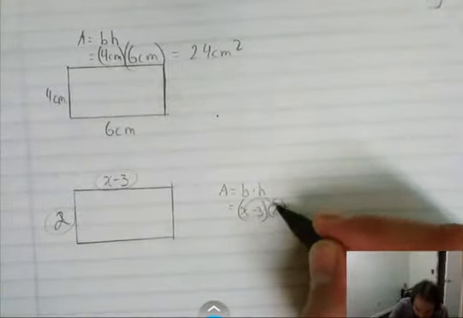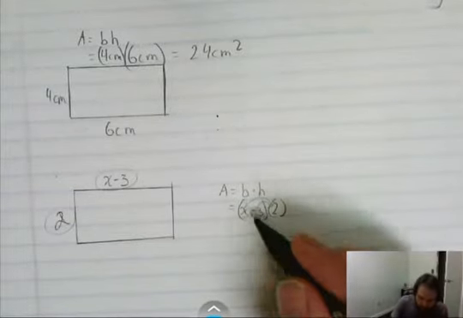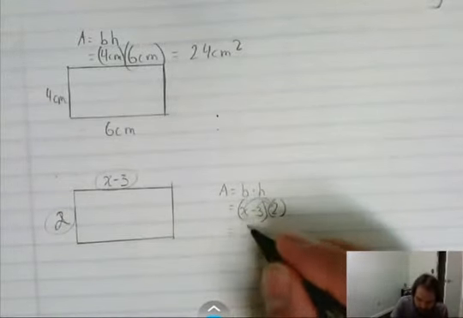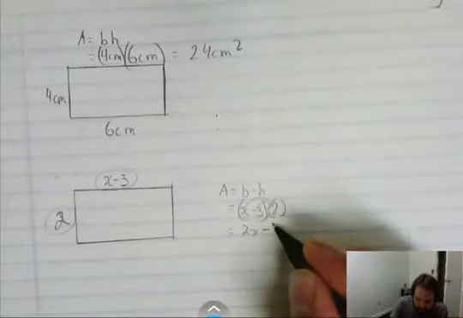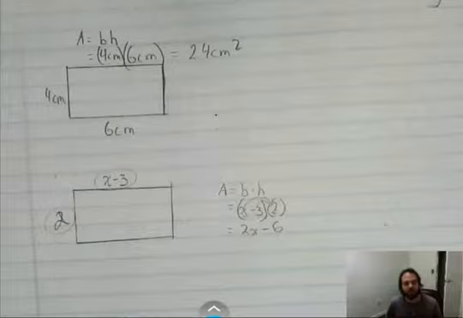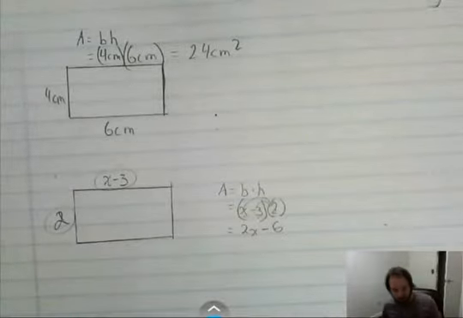So I have to go x times 2 and negative 3 times 2. So x times 2 is going to give me 2x. Negative 3 times 2 is going to give me negative 6. All right? So we end up using the distributive property there.